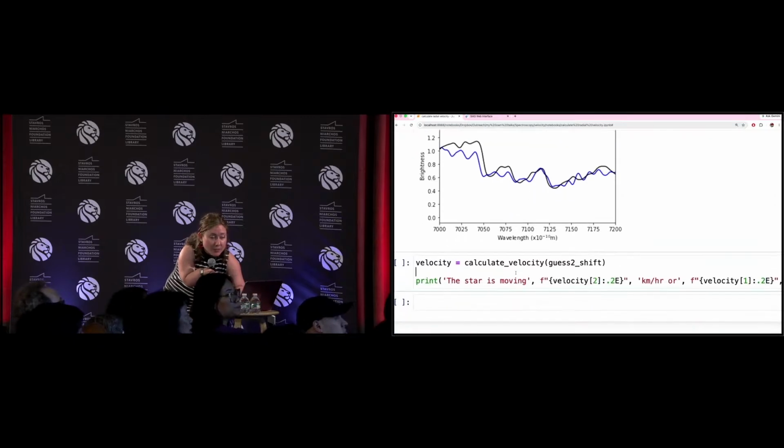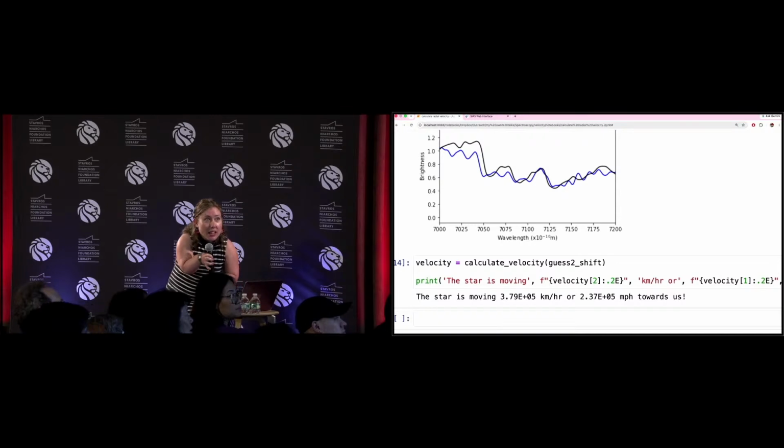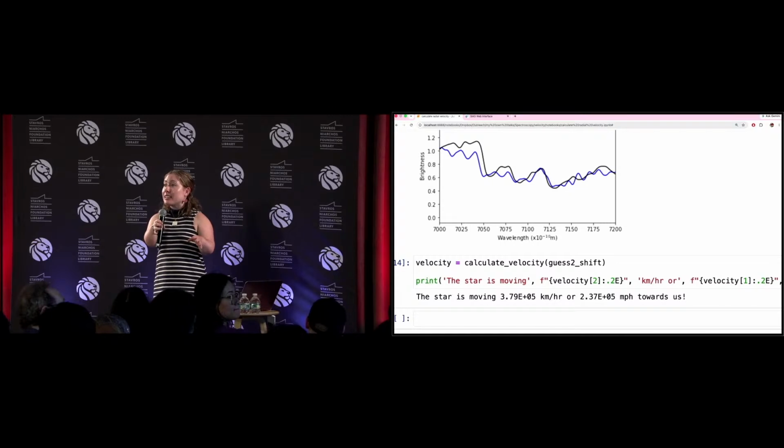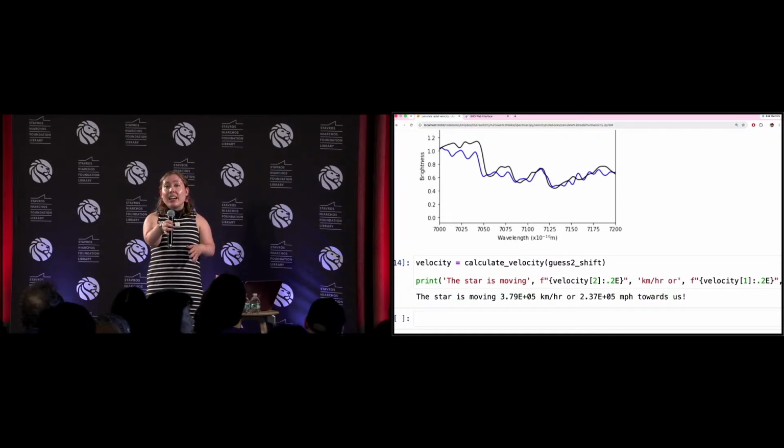So let's see what that velocity corresponds to. And it corresponds to over 200,000 miles per hour. So this star is still moving very fast. It's also moving towards us. And this kind of analysis is what astronomers did to determine that it's not just the stars or a couple of stars in Andromeda, it's the whole galaxy. The entire galaxy is moving towards the Milky Way, towards us.